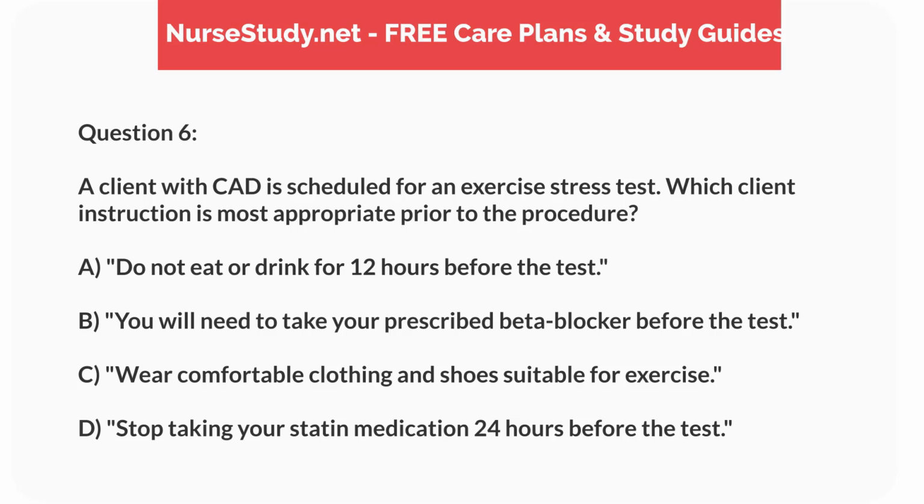Question 6. A client with CAD is scheduled for an exercise stress test. Which client instruction is most appropriate prior to the procedure? A. Do not eat or drink for 12 hours before the test. B. You will need to take your prescribed beta blocker before the test. C. Wear comfortable clothing and shoes suitable for exercise. D. Stop taking your statin medication 24 hours before the test.